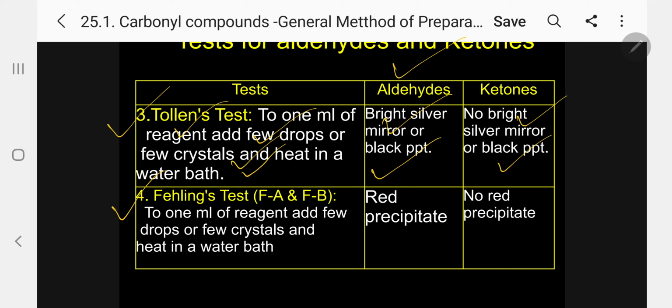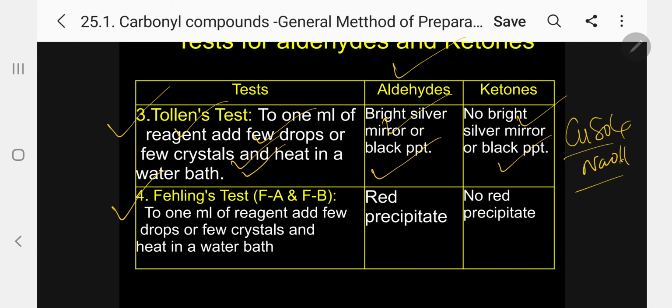The last one, Fehling's test. When you say Fehling's, there are two reagents. Fehling's A is copper sulfate in sodium hydroxide. And Fehling's B is sodium potassium tartrate. Tartaric acid has two acid groups; the H of one is replaced by potassium and the other by sodium. It is called sodium potassium tartrate.